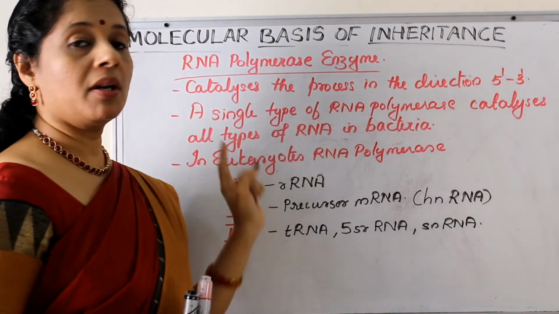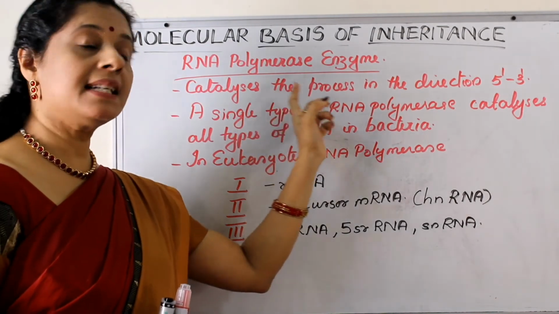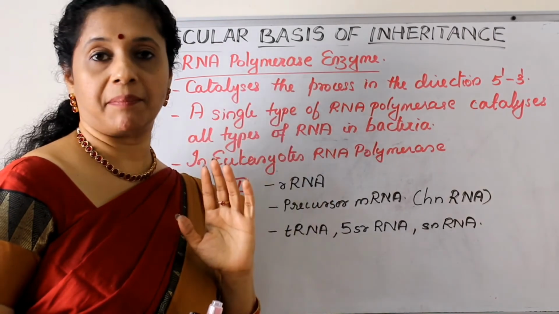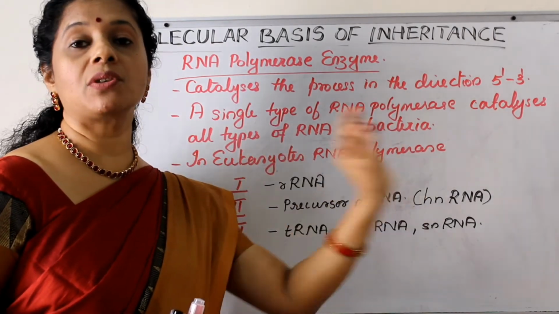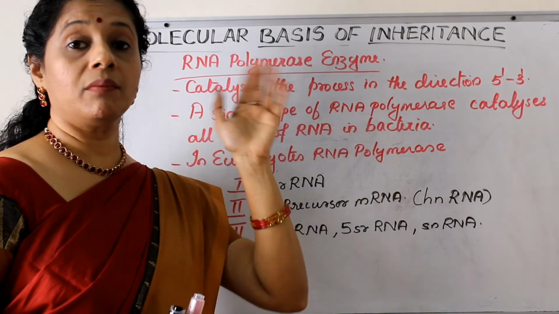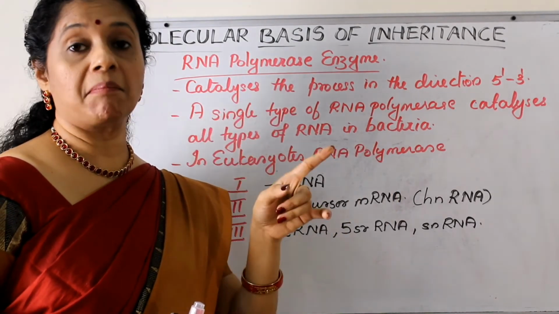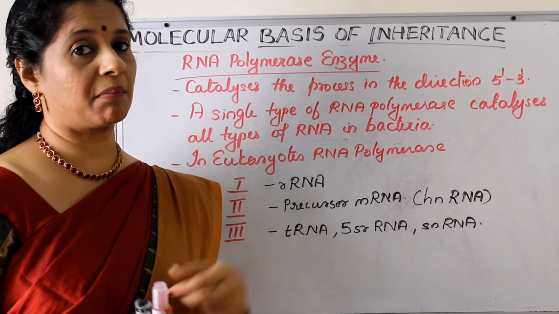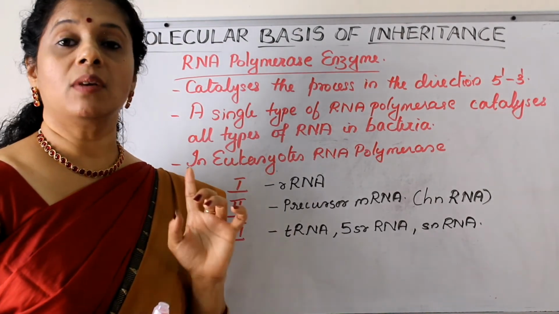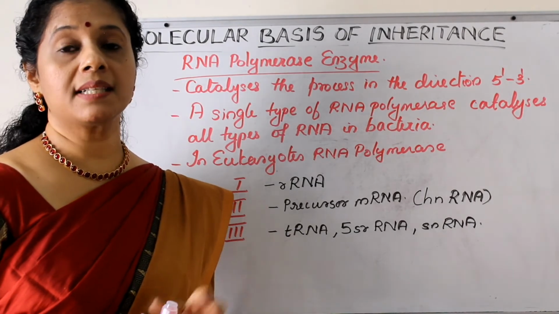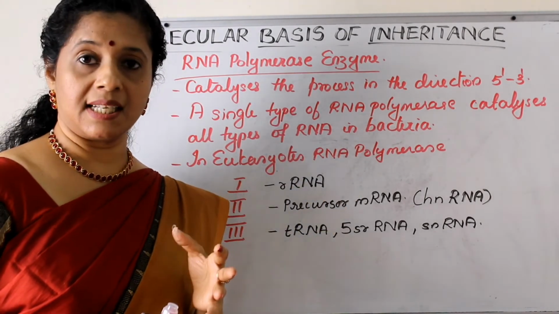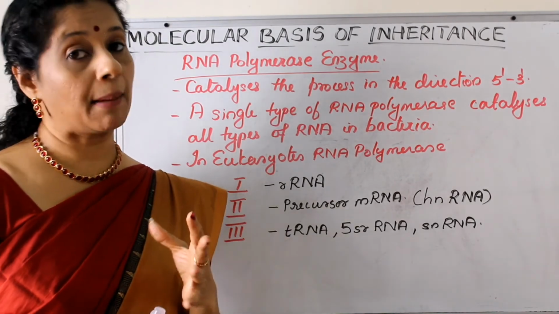This RNA polymerase enzyme can catalyze the process of transcription in the direction of 5' to 3'. That means the polarity of the new strand, or RNA, forming is 5' to 3'. Based on which template? The template strand with the 3' to 5' polarity. Then in prokaryotes, there is only one type of RNA polymerase that can catalyze all types of RNA formation, whether it is tRNA, rRNA or mRNA.